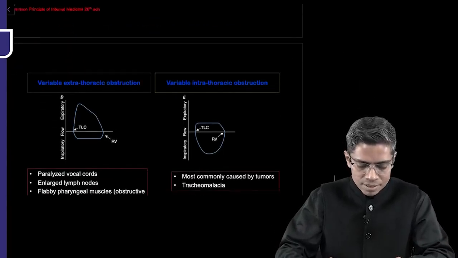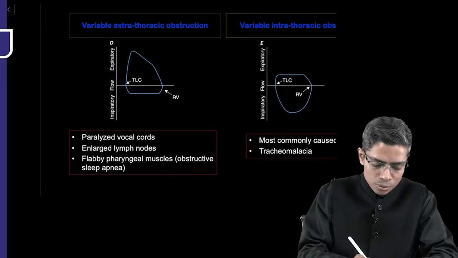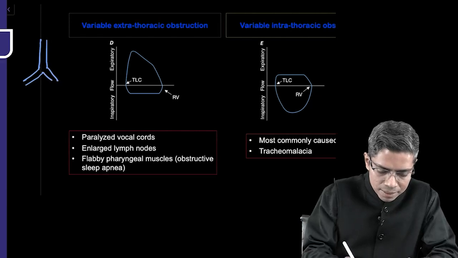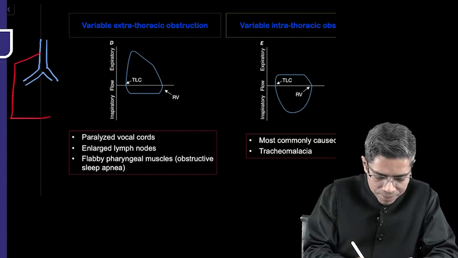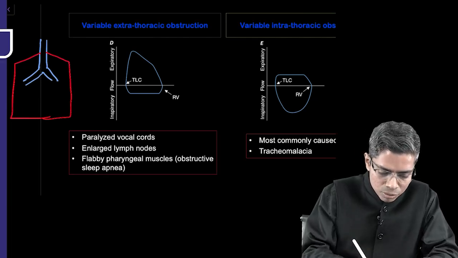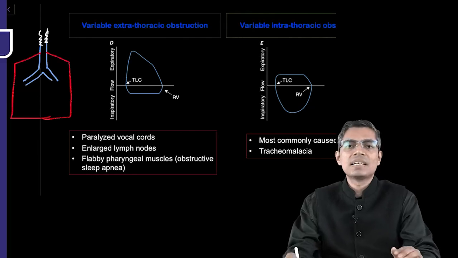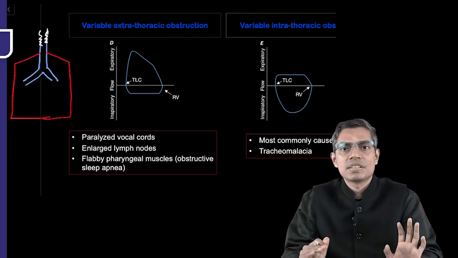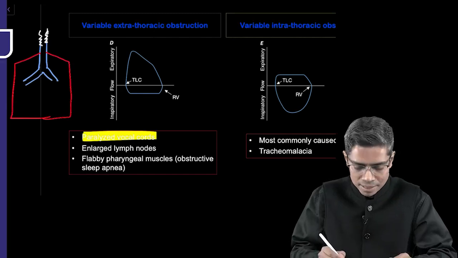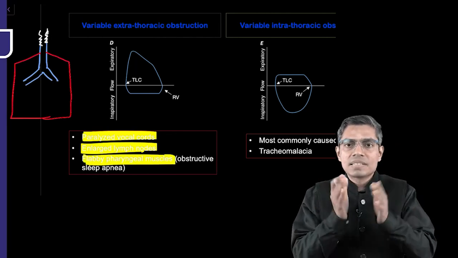Now variable obstruction, variable extrathoracic obstruction. So if this is your trachea dividing into major bronchus and this is my thoracic cavity, look at the thoracic inlet. If the obstruction is above this thoracic inlet, then this is known as extrathoracic obstruction, and that is variable, meaning it is going to affect either inspiration or expiration. Now we look at how it is happening. So look at the example: paralysis of the vocal cord, enlarged lymph node, flabby pharyngeal muscles. So your pharyngeal muscles are flabby.